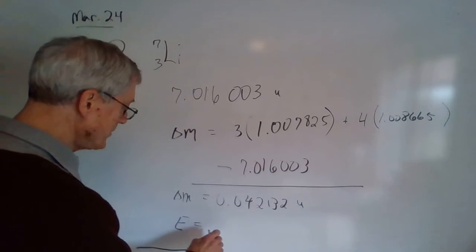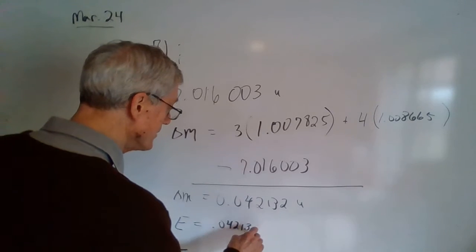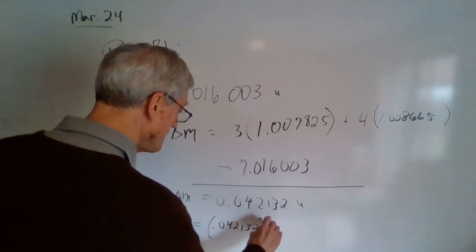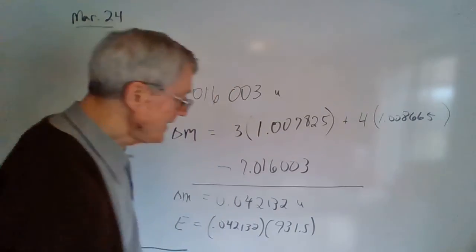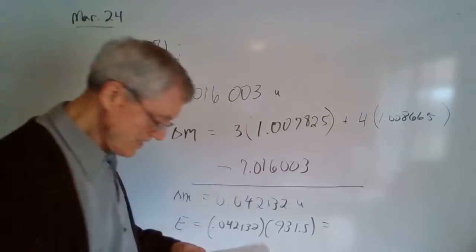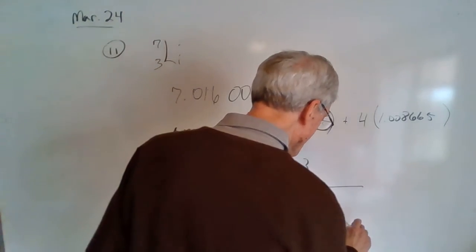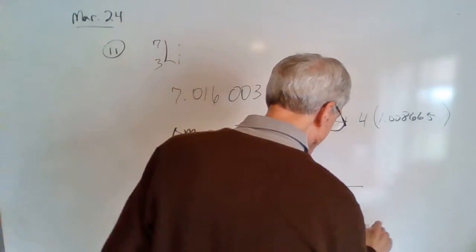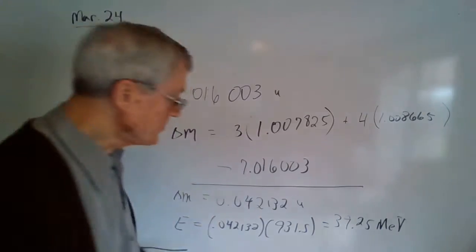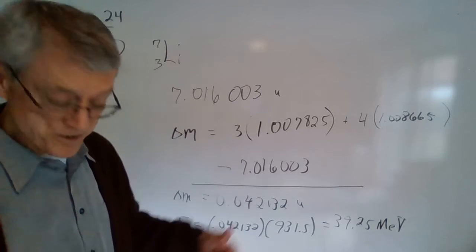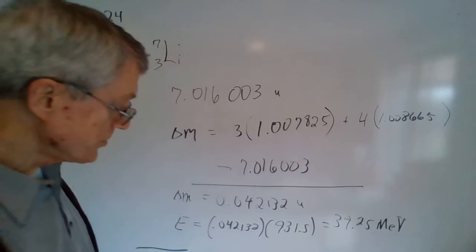So that energy would be this number, 0.042132 times 931.5, and that comes out to be 39.25 if I keep 4 digits, and that would be mega electron volts. If you use the 931, which is on your constant page of your equation sheet, you would have gotten 39.22.